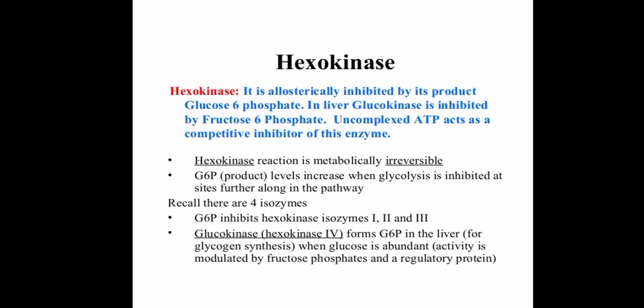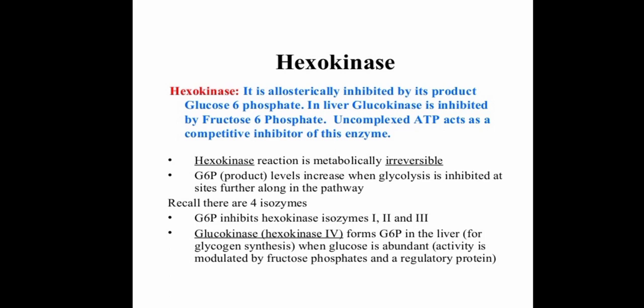Okay, now come to our topic. Hexokinase is allosterically inhibited by its product. See, what is the product of this hexokinase? It is used in the first step, glucose to glucose 6 phosphate. The enzyme is hexokinase, the substrate is glucose. What is the product? The product is glucose 6 phosphate.